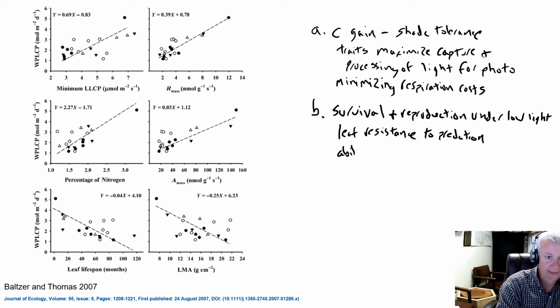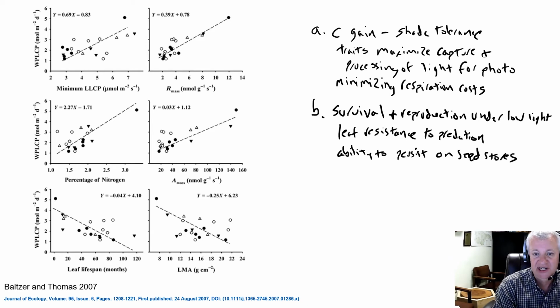Ability to persist on seed stores. So when a plant regenerates from seed, it could be that shade-tolerant species have greater seed reserves and enable those seedlings to persist or depend longer on energy that's stored in the seed, for instance.